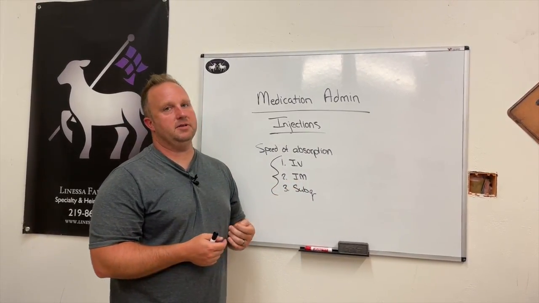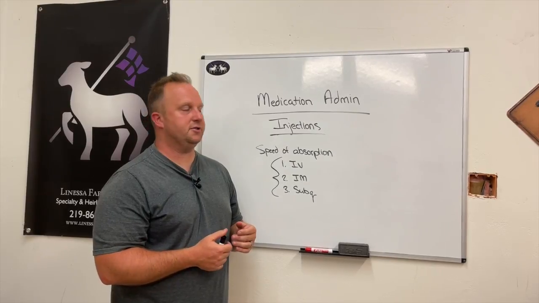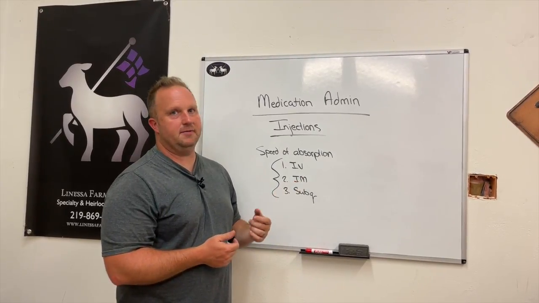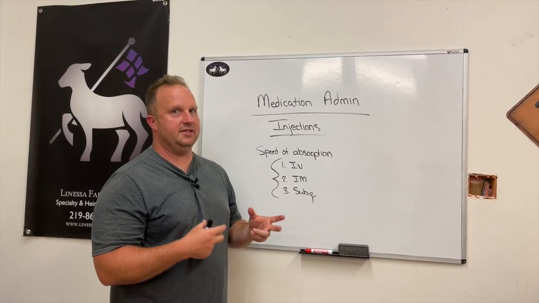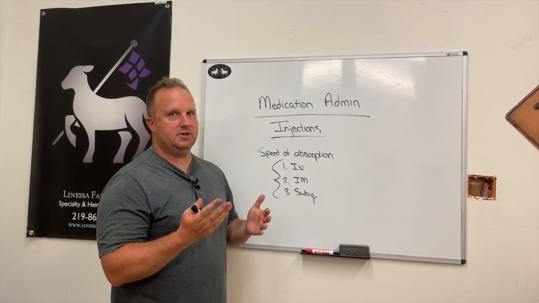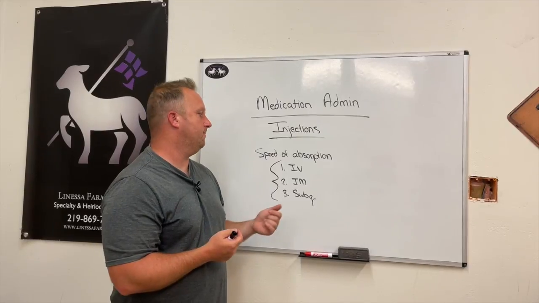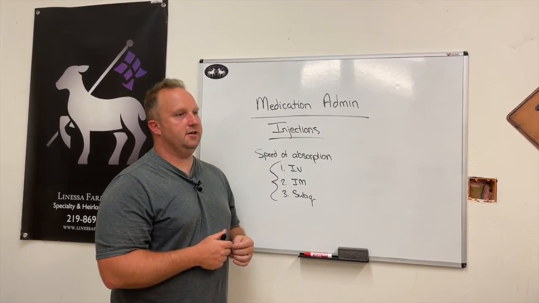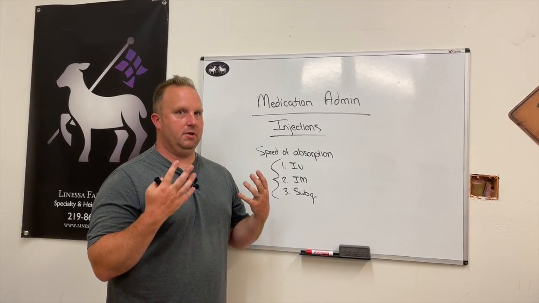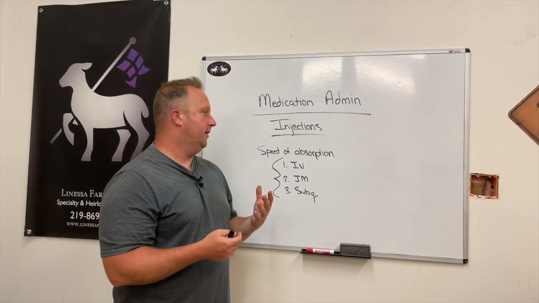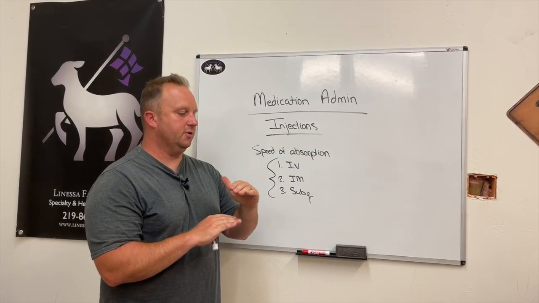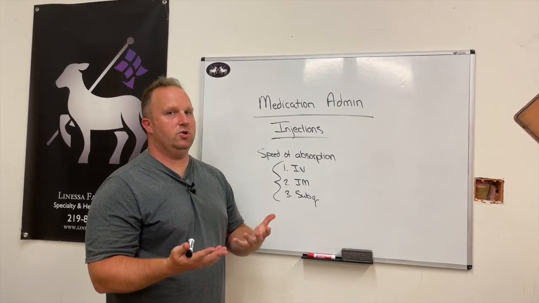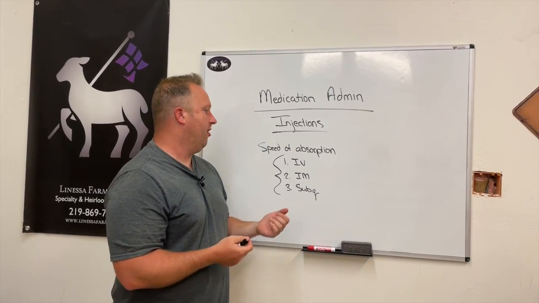Intramuscular is probably the second fastest route of administration. This gets it into the system quickly. It gets it into the large muscle group, and the body can start metabolizing it slowly, almost immediately once it's placed into the system. Subcutaneous, these are our injections that we want to make last a little bit longer. These are administered between the skin and the muscle layer, and the body slowly absorbs it over time.